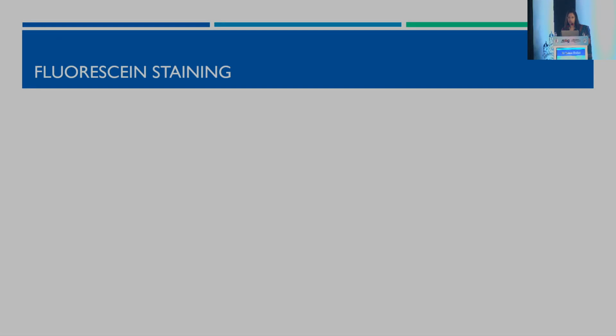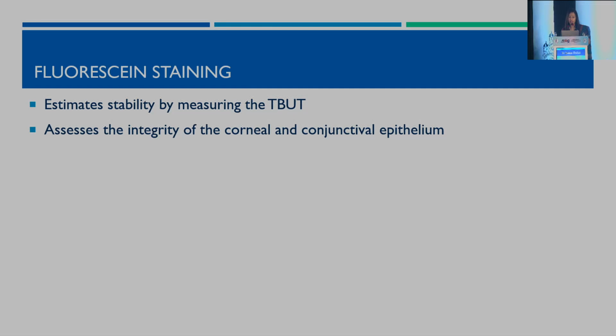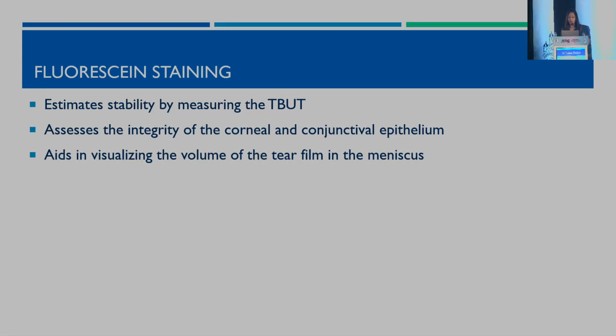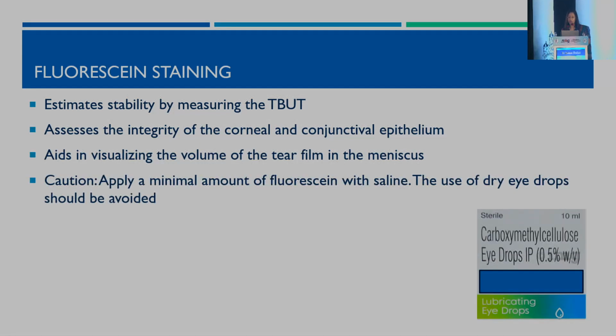Fluorescein staining, which is used for TBUT, is also very important for assessment of the integrity of the cornea and conjunctival epithelium. It can also assess the volume of the tear film by measuring the meniscus height. But the important thing is we should not use lubricant eye drops while doing this test because this may alter the result.